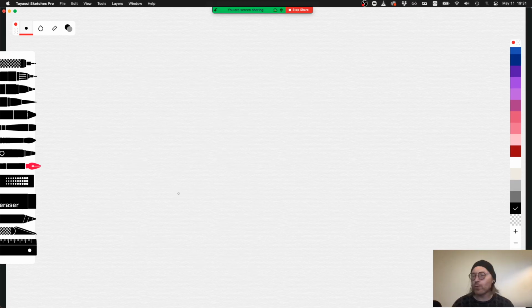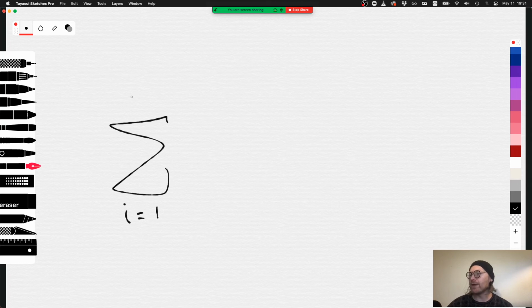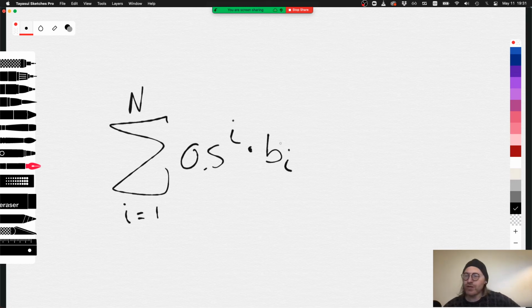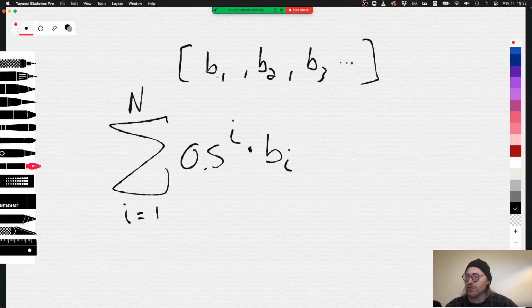So how do we represent this mathematically? Pretty straightforward, I think. It's just the sum from 1 to n, where n is the number of bits in the list, of 0.5 raised to the i multiplied by the bit. And I'm saying bit sub i here. This is with the assumption, to be clear, that if this is a list of bits, the first bit is b sub 1, the second bit is b sub 2, the third bit is b sub 3, and so on. This is a mathematical representation. Of course, in Python, this first bit would be b sub 0, and so on.